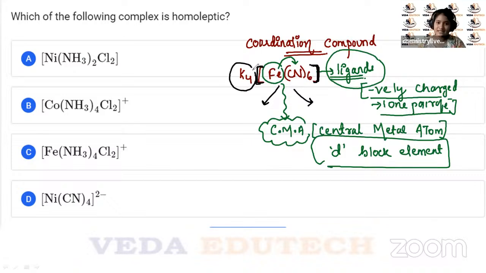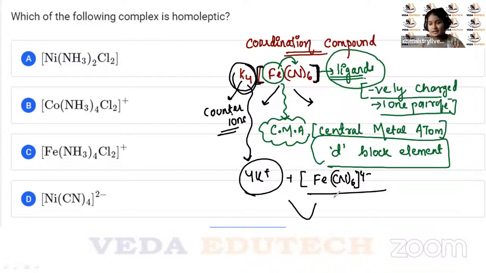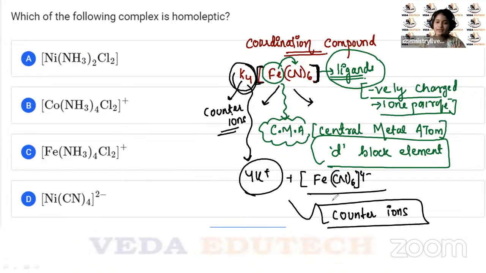Now, apart from this, there is something outside the bracket which is called your counter ions. Why are they called counter ions, children? Because we saw that whenever this breaks, if this is going to be plus, then you are going to get [Fe(CN)6]4-. So if this is plus, this is going to be minus. So they are of different charges. Hence they are called counter ions. These ones are called your counter ions.